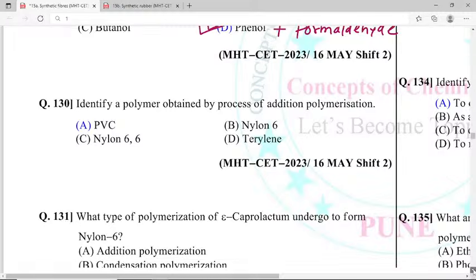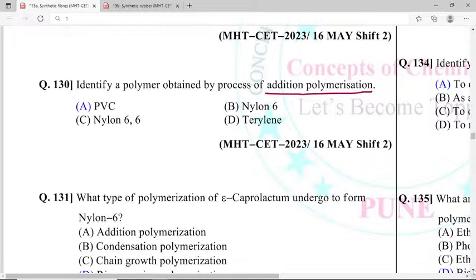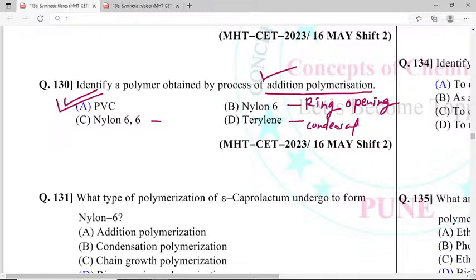Identify a polymer obtained by the process of addition polymerization. Addition polymerization: PVC, polyvinyl chloride. Nylon 6, Terylene, nylon 6,6. Nylon 6 is ring opening. Terylene is condensation. Nylon 6,6 and Terylene are both condensation.